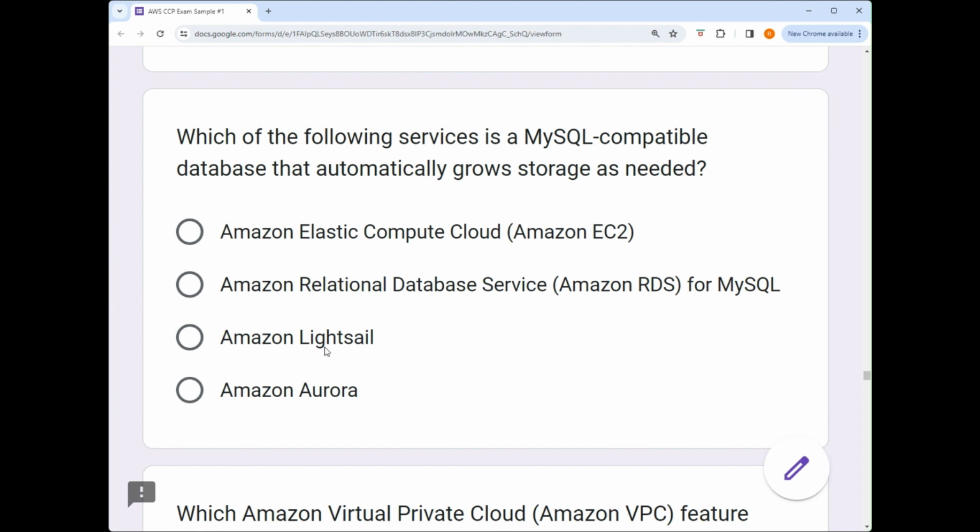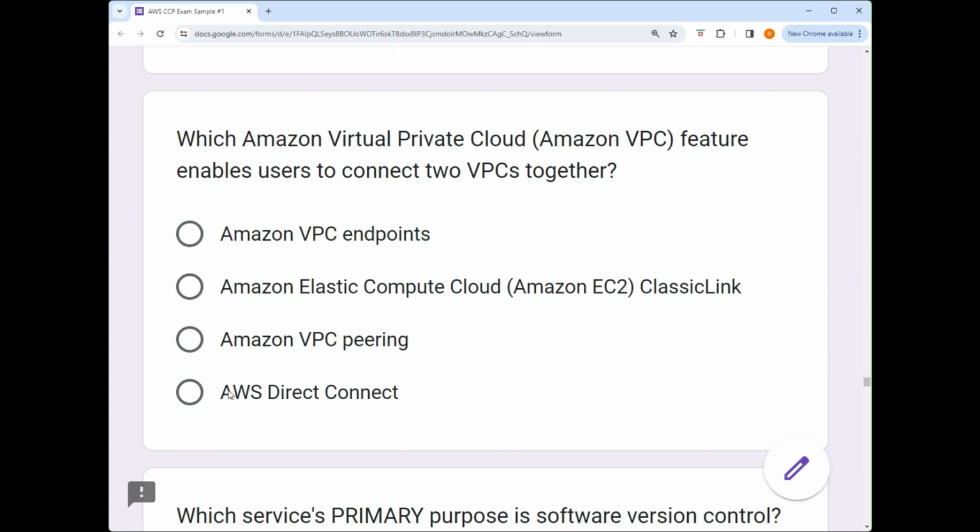Which of the following services is a MySQL-compatible database that automatically grows storage as needed? Amazon Elastic Compute Cloud, Amazon EC2. Amazon Relational Database Service, Amazon RDS, for MySQL. Amazon Lightsail. Amazon Aurora. Correct answer: Amazon Aurora.